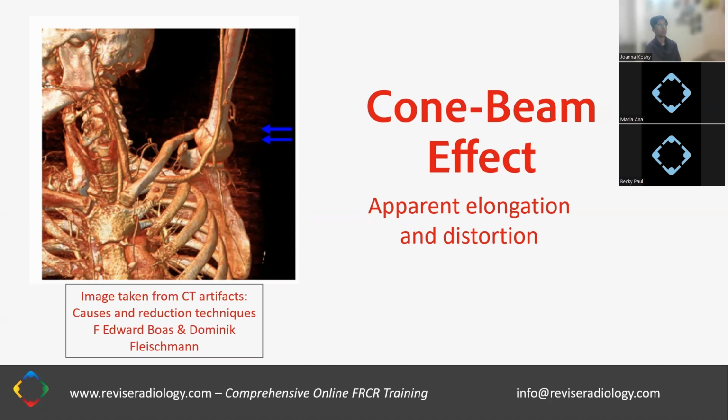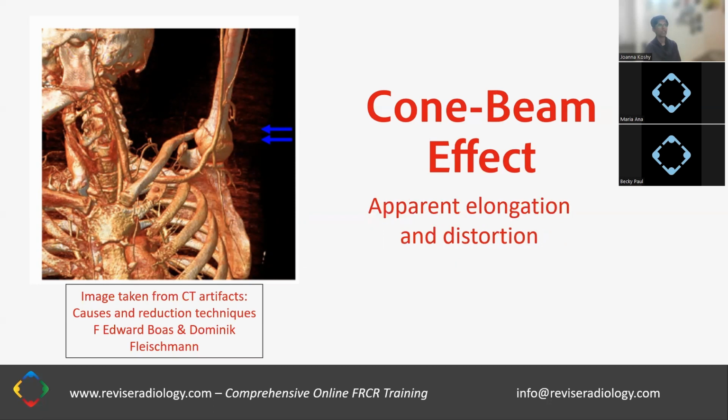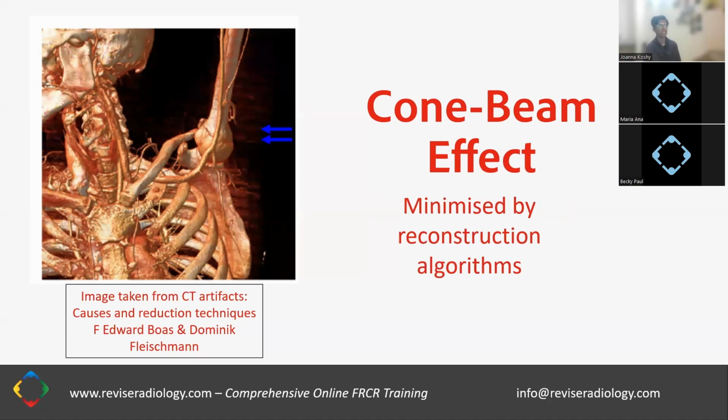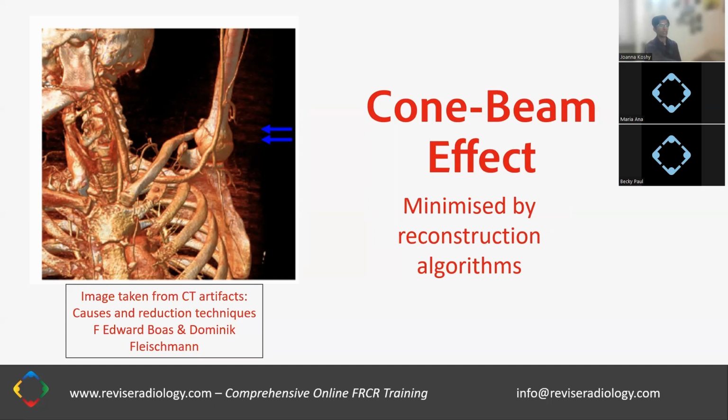The things that we see when the cone beam effect happens are apparent elongation and distortion. There'll be elongation and distortion of the object that's being imaged, which doesn't actually exist. The cone beam effect can be minimized by reconstruction algorithms, which take this into account and reduce the effects.